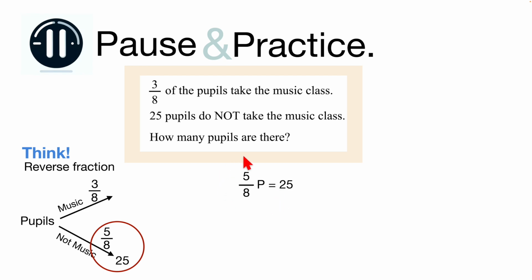Brilliant. That is the hard work. We've just got to work out what P is. We'll divide by 5 both sides. 1/8 times P equals 5, and multiply by 8. P equals 40.